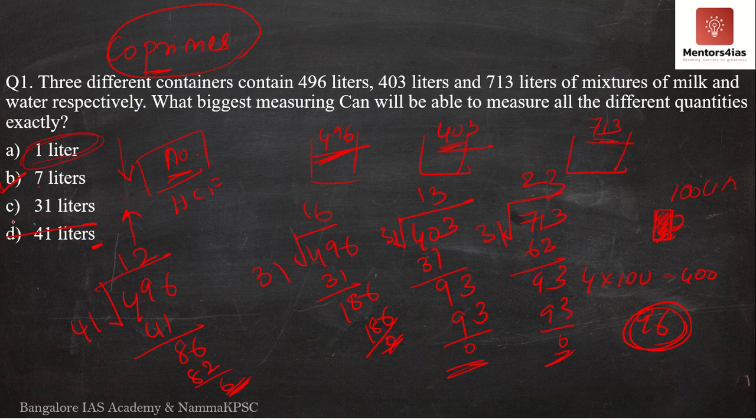So obviously our answer should be C, 31 liters. I don't even have to check for 7 liters, even if 7 can divide 496, 403 or 713. So the largest measuring can which should be able to measure all the 3 containers, 496 liters, 403 liters and 713 liters is C, 31 liters.